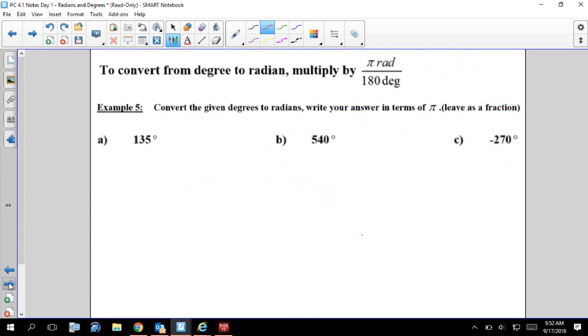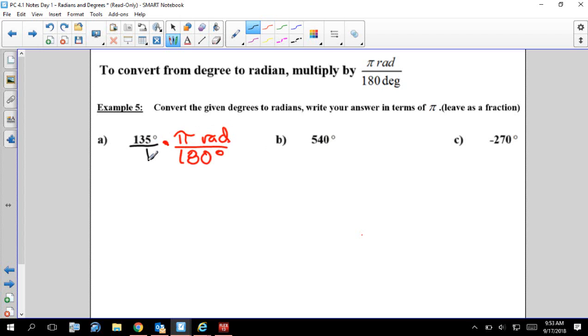So, anytime we convert, you have to multiply by a value of 1. You can't multiply by any other number or it changes the value of that number. If you multiply by 1, it keeps the value the same. So pi radians over 180 degrees has a value of 1 because what do you know about pi radians and 180 degrees? They're the same. So this has a value of 1. So to convert between degrees and radians, we multiply by a value of 1. So to convert this degrees into radians, we're going to multiply by pi radians over 180 degrees.